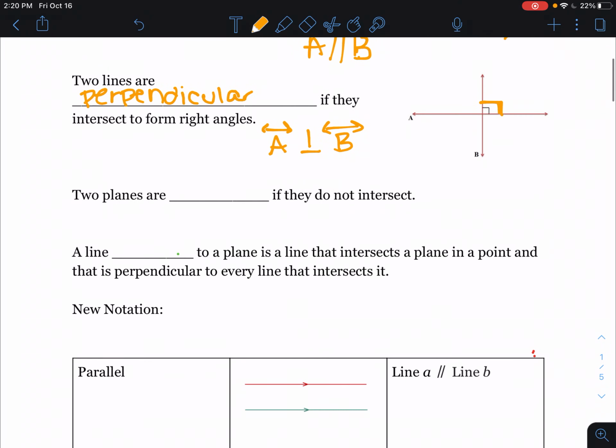All right, talking about planes, two planes that do not intersect. Well, planes can be parallel too. So two planes are parallel if they do not intersect. Picture two pieces of paper kind of hovering over one another. They don't intersect. They're hovering over one another. They're not touching.